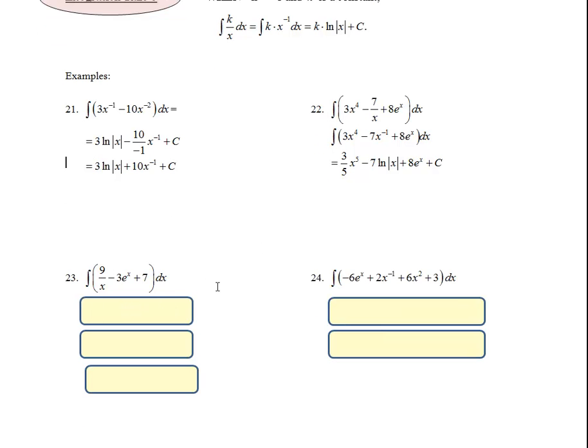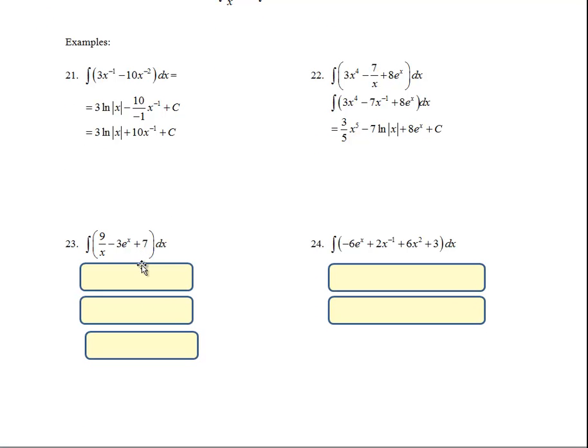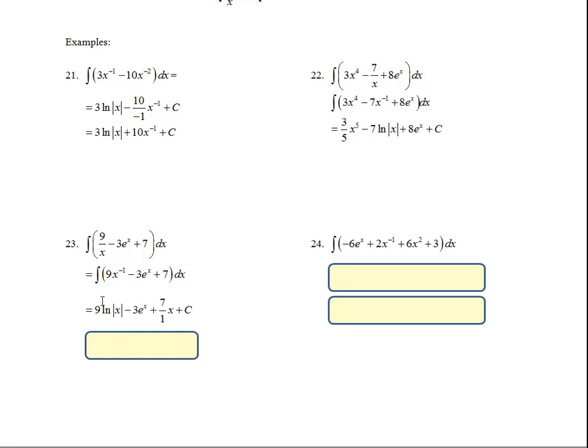This one, got to rewrite that. I need to see the negative 1 exponent. That's the only thing that this problem is going to change, is this part. So now I see it. So this is 9 natural log of x minus 3 e to the x, and this is my old problem. That would be 7 over 1 x to the first plus c. So there's that piece, and I got to clean this up, so I just have 7 there.